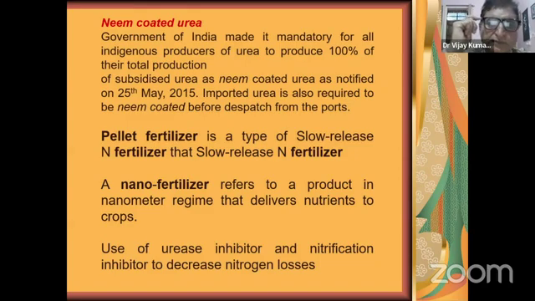Nano fertilizer. Nano fertilizer refers to the product in the nanometer design. That means a very, very small size of the fertilizer, and the micron size is there. So use of urease inhibitor, nitrification inhibitor to reduce the nitrogen losses.